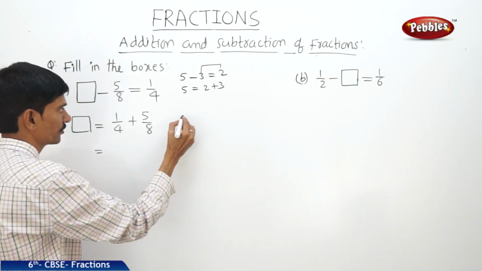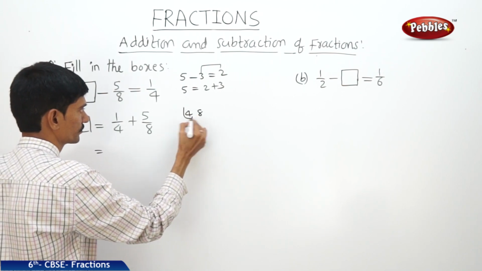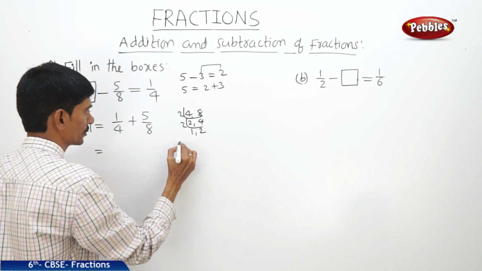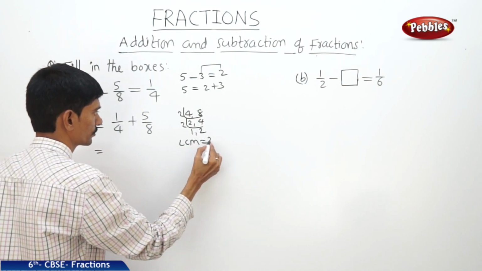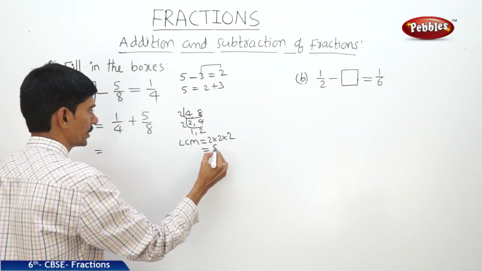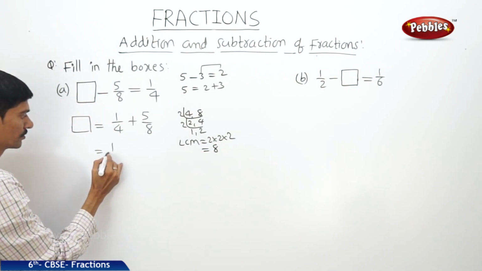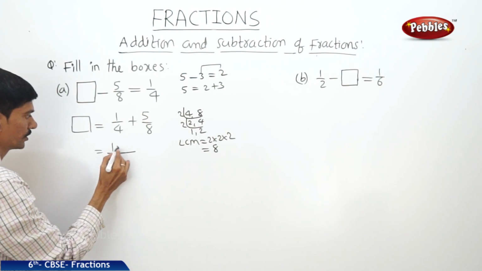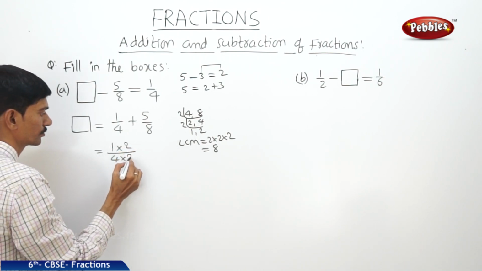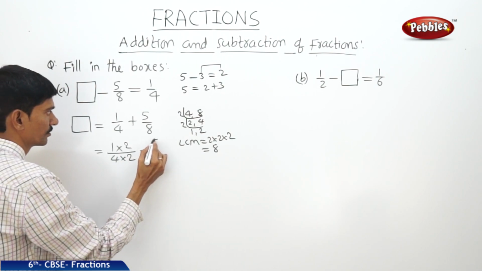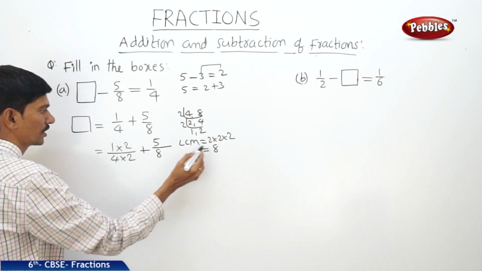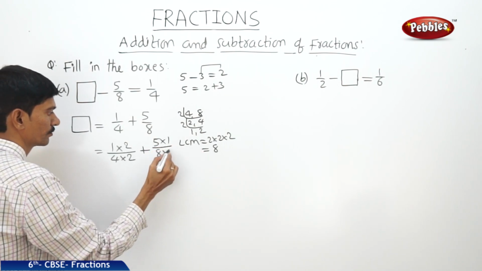The LCM of 4 and 8: 2 2s are 4, 2 4s are 8, 2 1s are 2, 2 2s are 4, so LCM equals 2 into 2 into 2. So 2 2s are 4, 4 2s are 8, 8 is the LCM. So then 1 by 4, into 2 (4 2 times 8), so we take 2, plus 5 by 8, so 8 1 time 8, so we take 1 by 1.